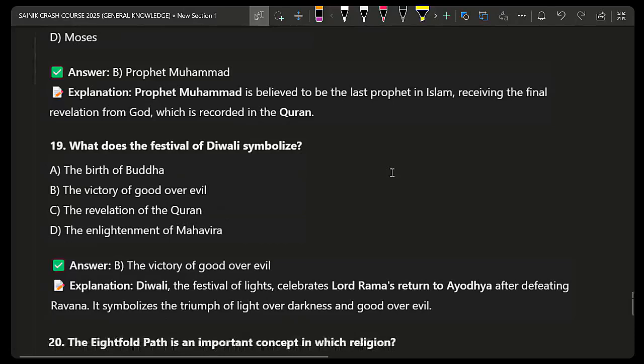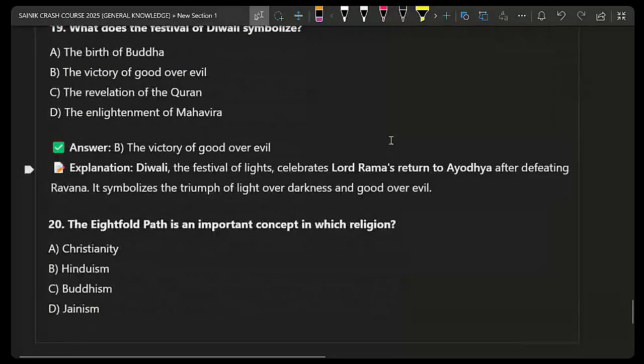The Eightfold Path is an important concept in which religion? Christianity, Hinduism, Buddhism, and Jainism.